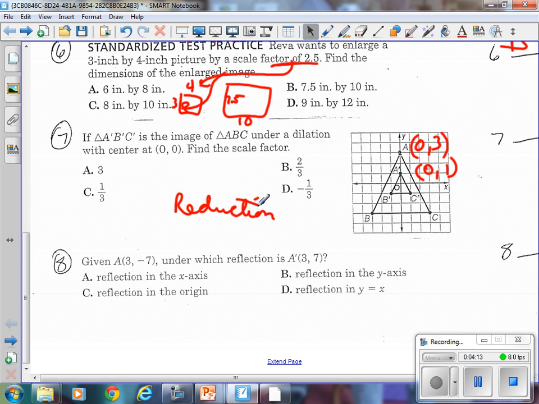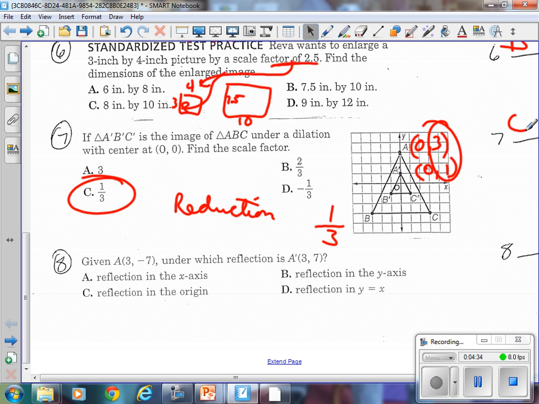And we can just compare these. So 1 to 3, which won't reduce. So the scale factor is 1/3, which is C. Remember, it shouldn't be a negative because then it would flop around.